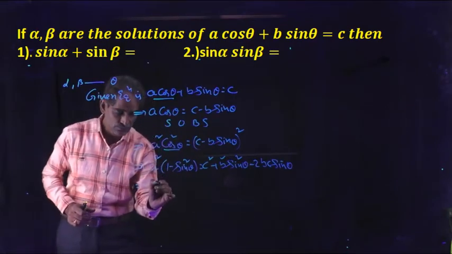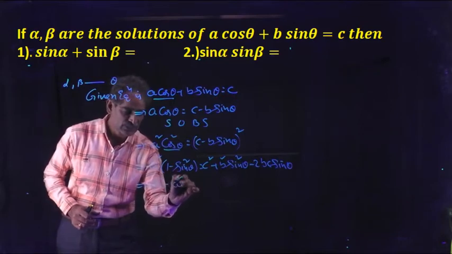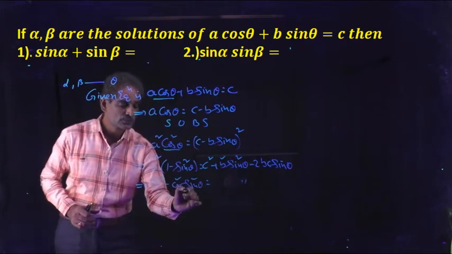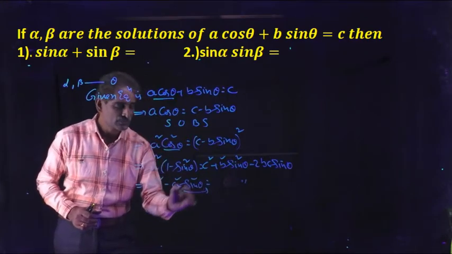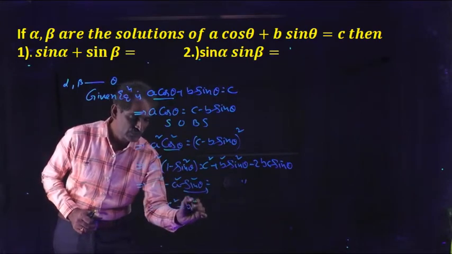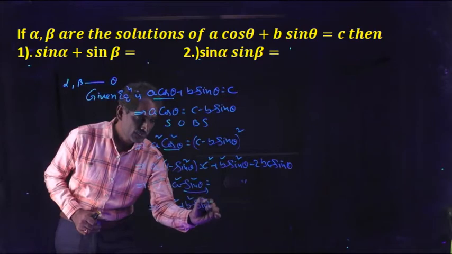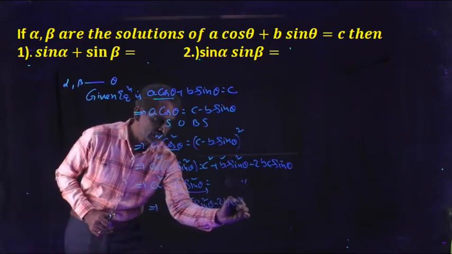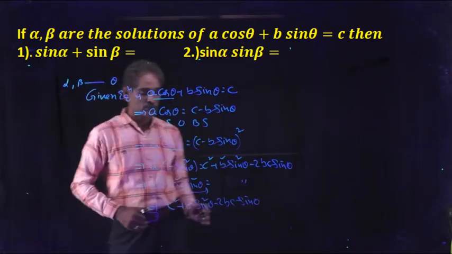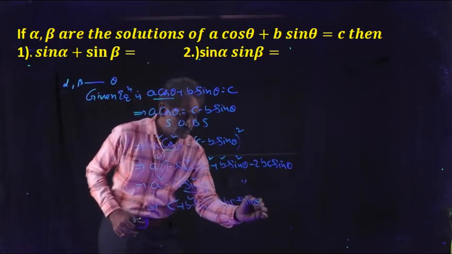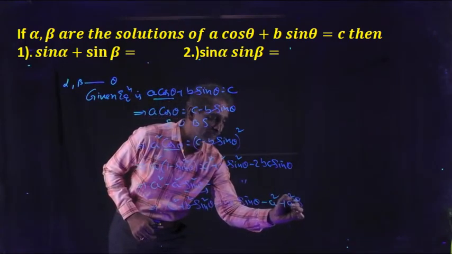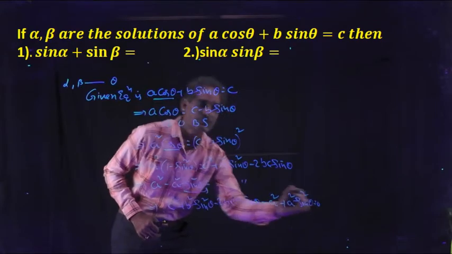Just simply multiply this and try to bring it into the form of ax square plus bx plus c. Here we will get a square minus a square sin square theta is equal to, same thing, c square plus b square sin square theta minus 2bc sin theta. If you take the left hand side part to the right side, then we will get minus a square plus a square sin square theta is equal to 0.